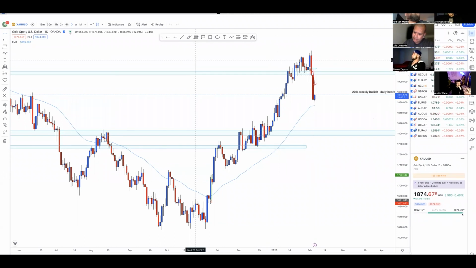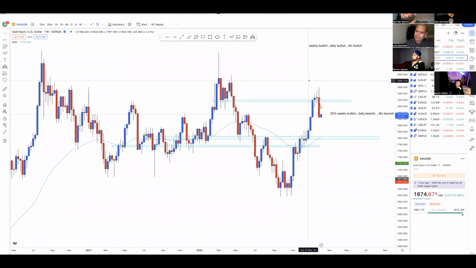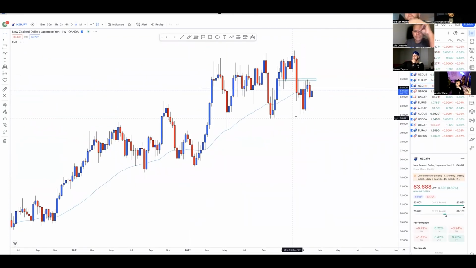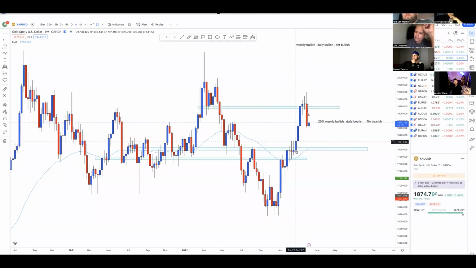So gold. If you guys remember last week, I pretty much called this perfectly. Looks exactly how NZD CAD looked. I said it was overbought and it needs the retracement. If you notice, gold did exactly that. So we were too bullish, and then I told you guys it needed the retracement.